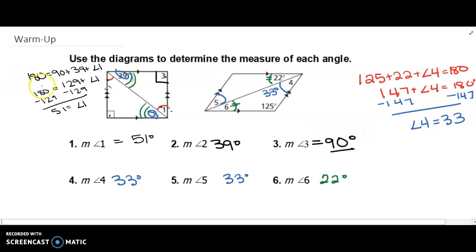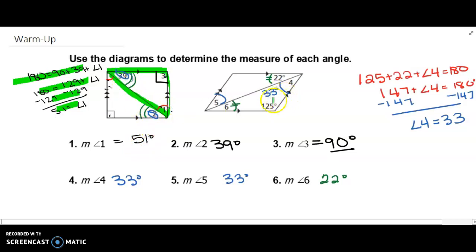Then I can use that to find angle 1, because I know that if I add the angles here, they have to equal 180. So that's my work here. I get angle 1 is 51 degrees, and then angle 2 is congruent to the 39 degrees.